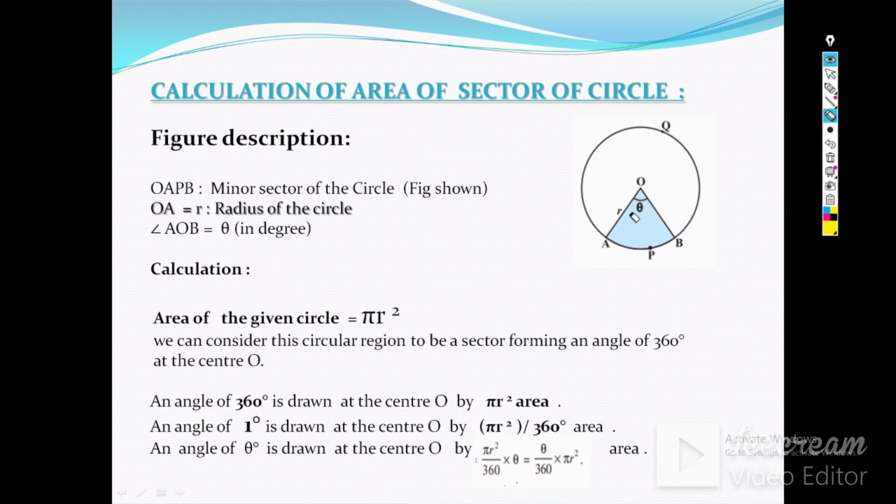So for 360 degree we are getting pi r square, the whole area. So an angle of 360 degree is drawn at the center by pi r square area. So 1 degree can be drawn at the center by pi r square divided by 360. For 360 degree it is pi r square, then for 1 degree it is pi r square by 360. Then for theta degree it will be pi r square by 360 into theta. So the area we can calculate using this formula, that is theta by 360 into pi r square.